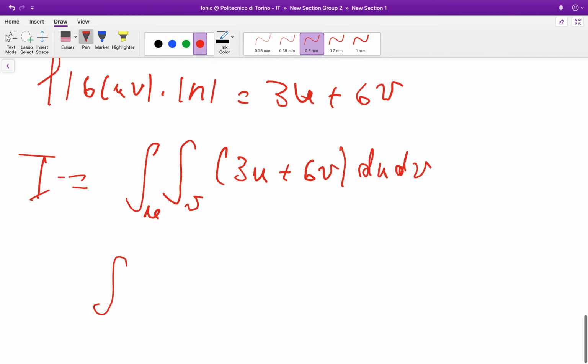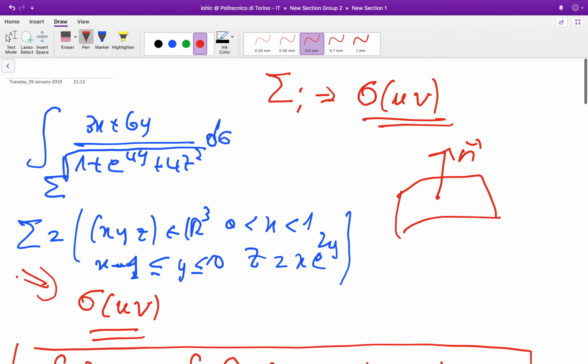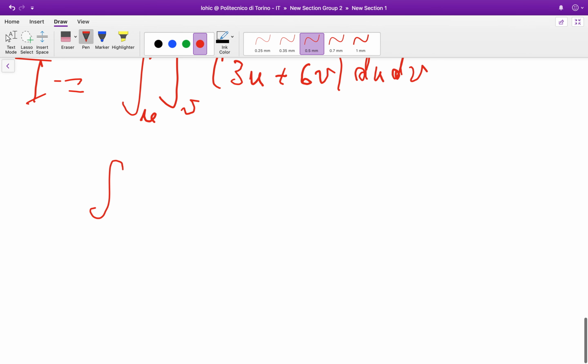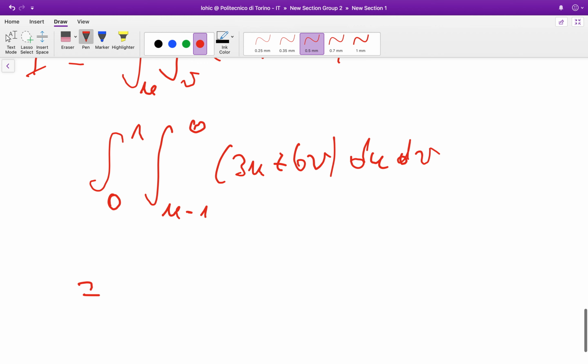But what are the limits for u? If you go back to the beginning of the exercise, they told you that x, that is u, is between 0 and 1, and v is between u minus 1 and 0. So this means the integral from 0 to 1 for u, and then from u minus 1 to 0 for v of 3u plus 6v dv du. Is that clear? First we do dv, and then du.